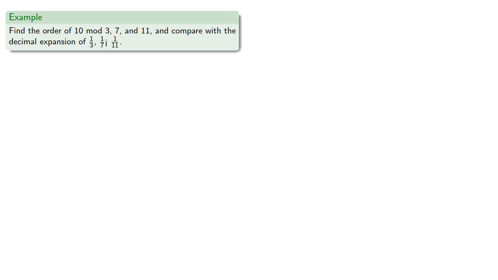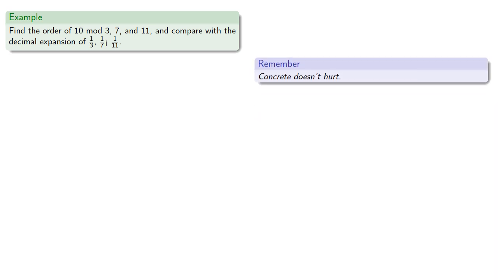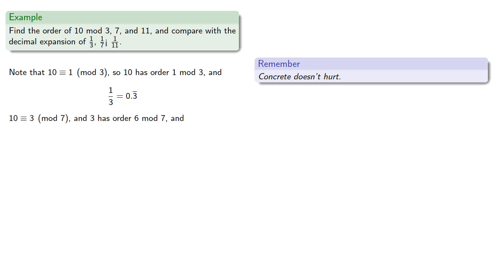Now remember, concrete doesn't hurt. Let's try a couple of specific examples. Let's find the order of 10 mod 3, 7, and 11, and compare with the decimal expansions of 1/3, 1/7, and 1/11. So note that 10 is congruent to 1 mod 3, so 10 has order 1 mod 3, and 1/3 has a 1-digit repetend. 10 is congruent to 3 mod 7, and 3 has order 6 mod 7, and 1/7 has a 6-digit repetend.